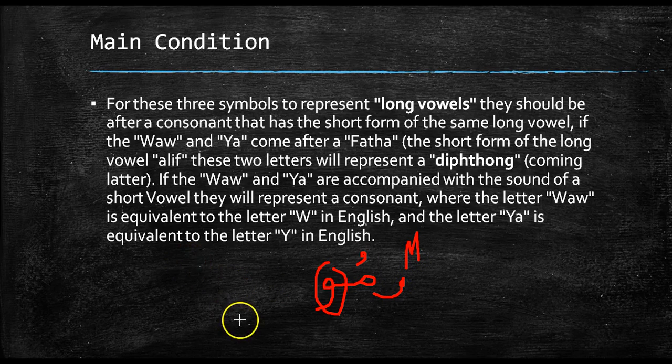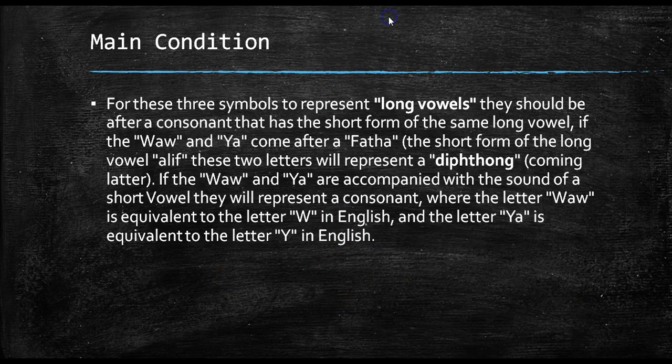What about the alif? For example, ma. But see, the alif is always a long vowel. So whenever a letter comes before the alif, it is always with the fatha, even if the fatha is not written. Okay? What about the ya? Me. See? This is the short form of a ya, and this is a short form of an alif. This is a short form of a long vowel waw.